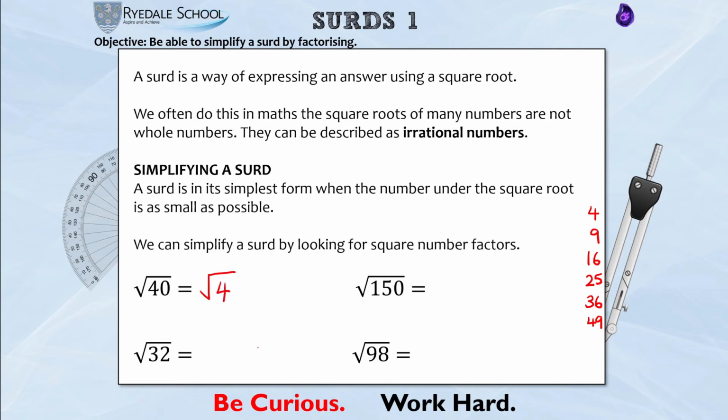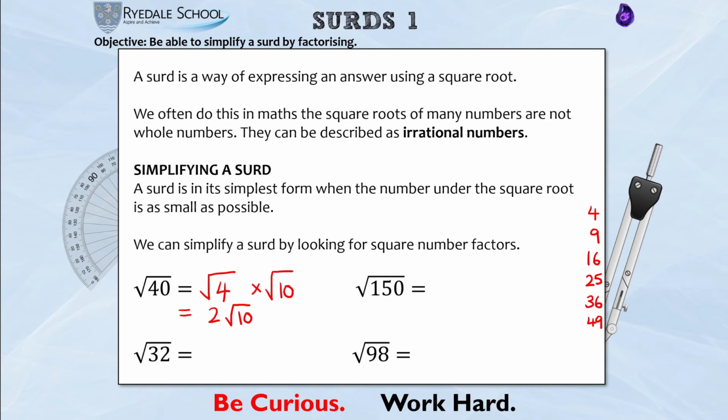Well, I know that 4 times 10 is 40. And 4 is a square number. And the square root of 4 is 2. So this is the same as 2 times the square root of 10, which I will write like that. And I will read that as 2 root 10.